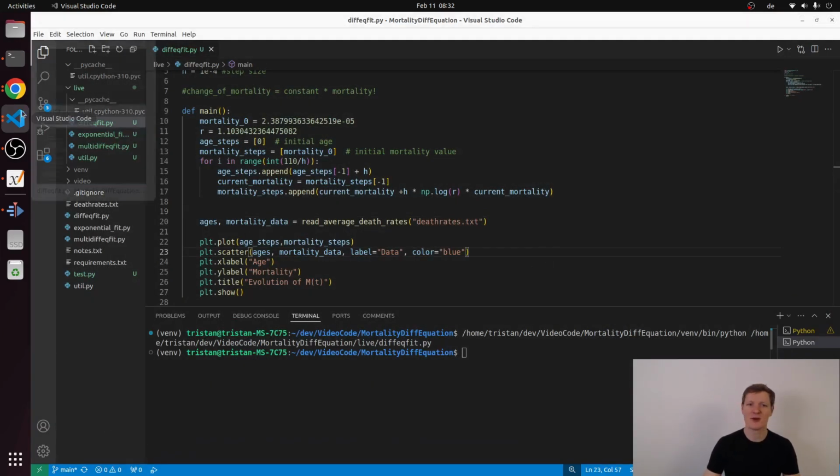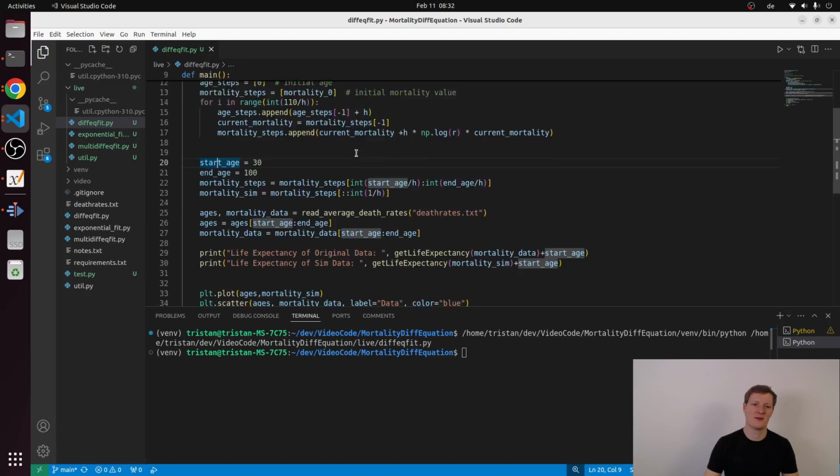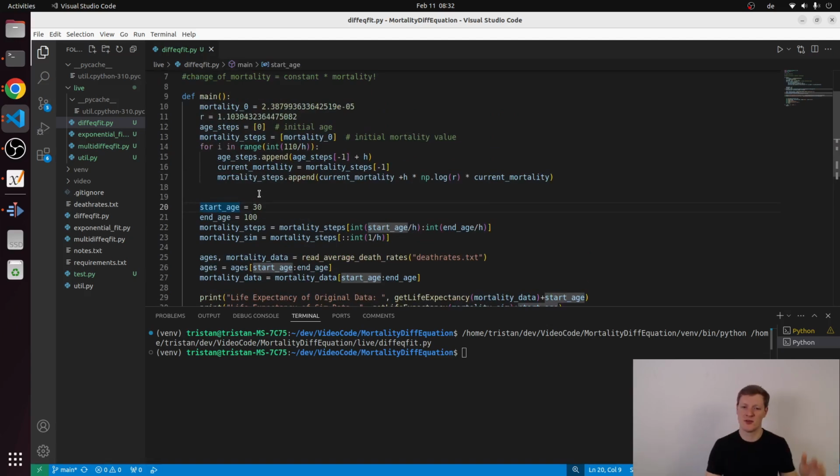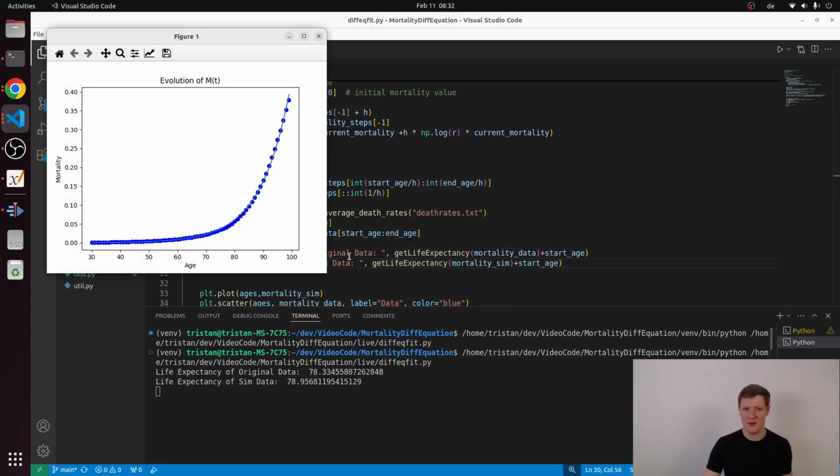To make this a bit more comparable to our previous data, let me paste in some code. So we actually restrict this to ages 30 to 100, and afterwards we also print the life expectancies. And as you can see, wow, okay, the fit looks really good. And the life expectancies here, if you remember, are exactly the same as for the exponential function, as it should be.